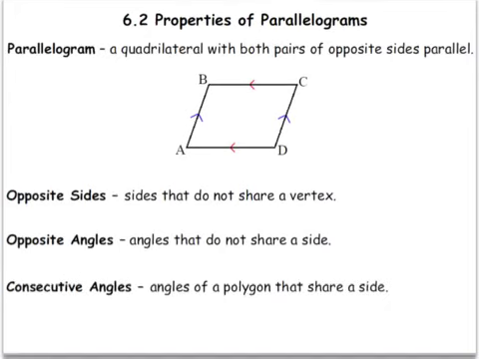And consecutive angles are angles of a polygon that do share a side. So, for example, angle B and angle C are consecutive. Angle A and D are consecutive. Angles C and D are consecutive, angles B and A are consecutive to each other.